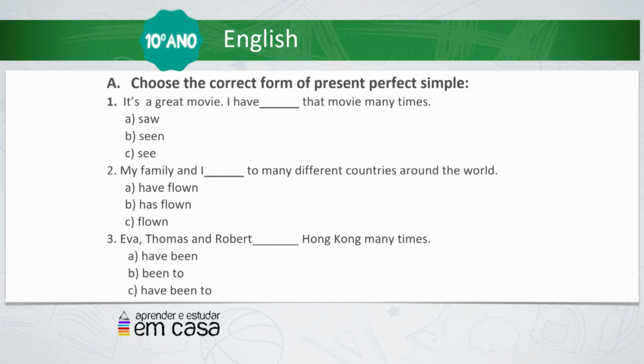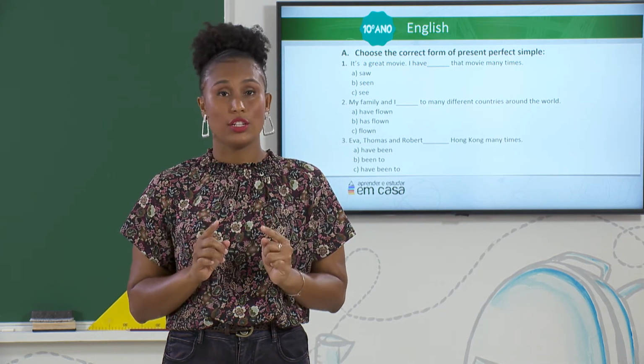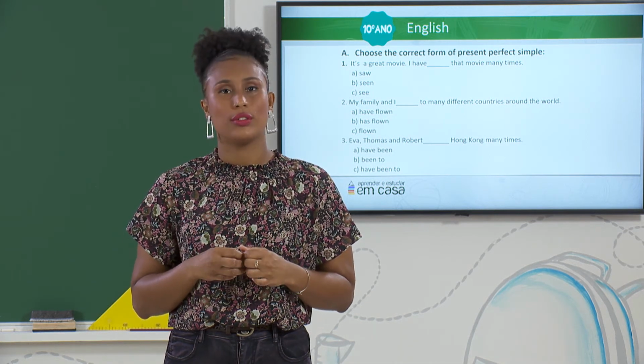2. My family and I ___ to many different countries around the world. A, have flown. B, has flown. C, flown. 3. Eva, Thomas, and Robert ___ Hong Kong many times. A, have been. B, been to. C, have been to. Use the list of the irregular verbs. Pay attention to the form. And I will give you some time for you to do this.